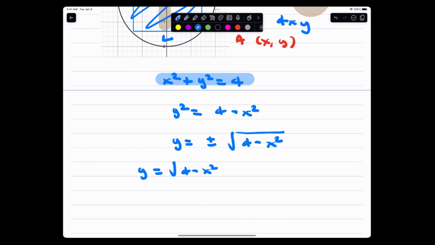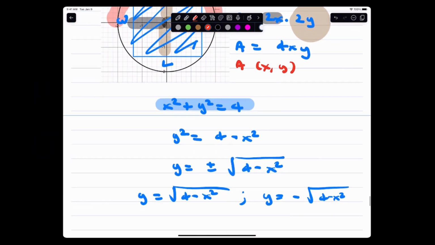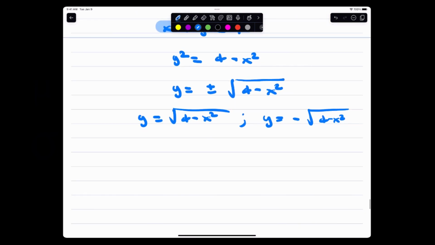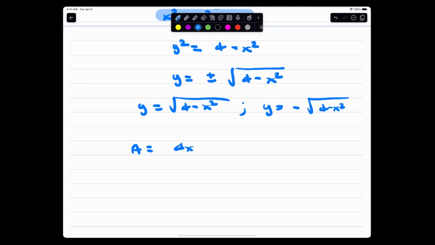Why use plus? Well, remember, y can be both positive and negative. This is on our Cartesian coordinate system. But if we use the y being what? Positive, that's the upper half of that circle. Just so you guys know. So then your area formula will be the following. Area will be, well, what is that, 4x times the square root of 4 minus what? X squared.